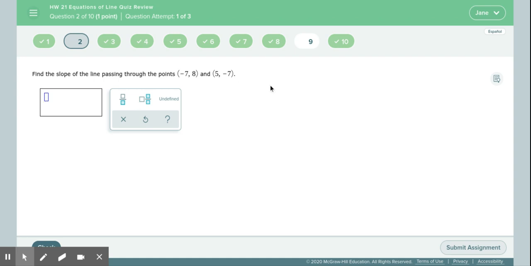All right, I hope that helps. Again, this is to help you with homework number 21, but it's also helping you with what you will see on your quiz.